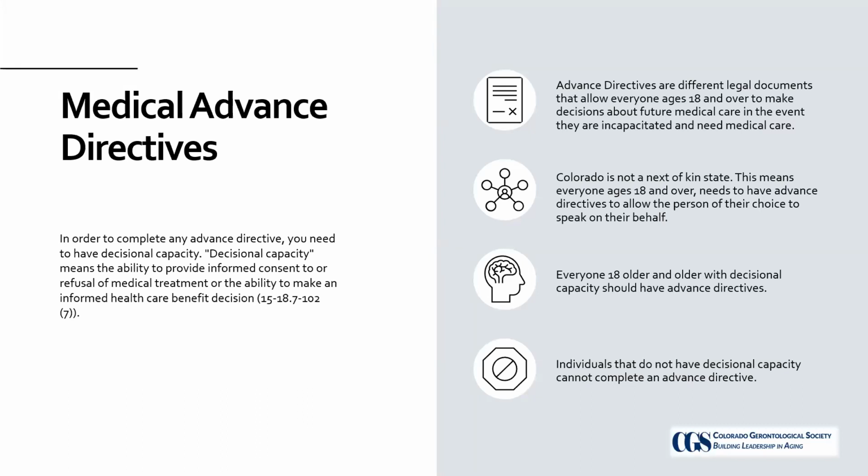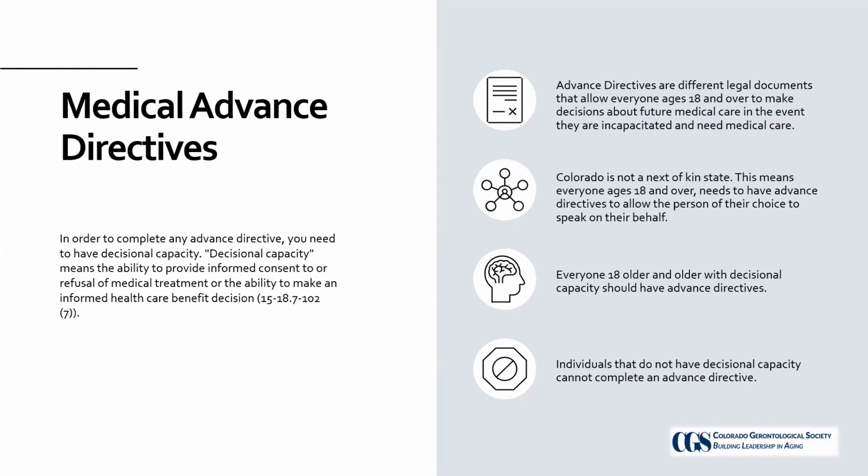In order to complete any medical advanced directive, you need to have decisional capacity. Decisional capacity means that you have the ability to provide informed consent or refusal of medical treatment, or the ability to make informed healthcare benefit decisions. This means that you have your mental capacity and you're able to say yes and no. So an individual that has a cognitive or developmental disability where they're deemed not to have decisional capacity, these documents would not be appropriate for them. It's for someone that is able to give permission, that is able to take the information that is given to them and say, yes, I want this type of medical treatment or not.